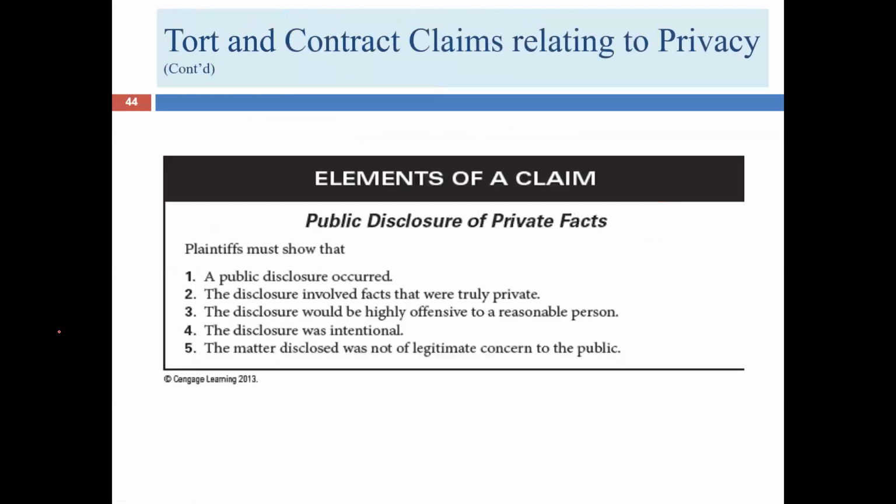So here are the elements of the tort. Public disclosure has occurred. The disclosure involved facts that were truly private. So things like medical diagnoses, medical procedures being done, things like that are classic examples of private information. The disclosure would be highly offensive to a reasonable person.